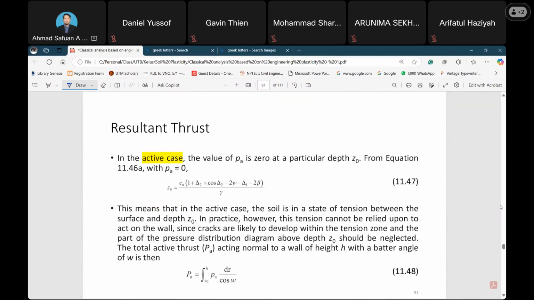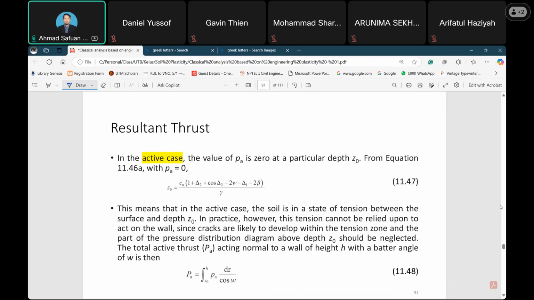That is for the undrained. In the active case, PA is 0 at a particular depth. From equation 11.46a with PA equal to 0, we obtain the equation 11.47. Okay, so this means that in the active case, the soil is in a state of tension between the surface and the depth Z naught.